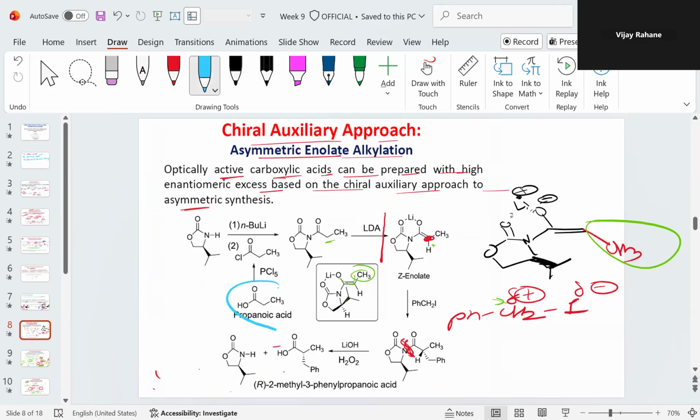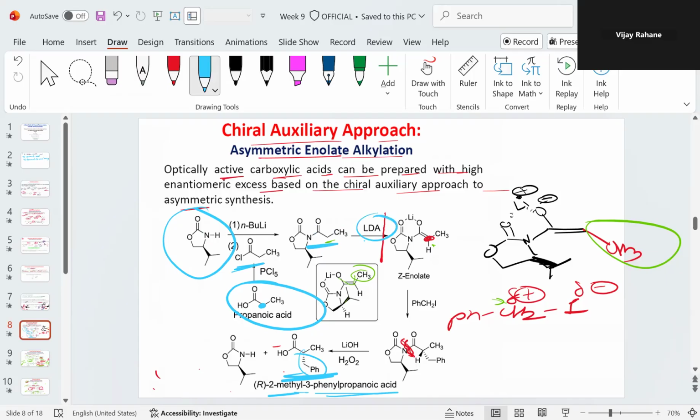In the first example that we have seen, we have propionic acid as a starting material, but we want the R 3-methyl 3-phenyl propionic acid. So basically we want to add this group at this center. In that case, we have used the chiral auxiliary approach. We converted this propionic acid to the acyl chloride, followed by attaching this chiral auxiliary to our starting material. You can see this was our starting material. We have attached this entire chiral auxiliary on this one, and then we did the reaction.